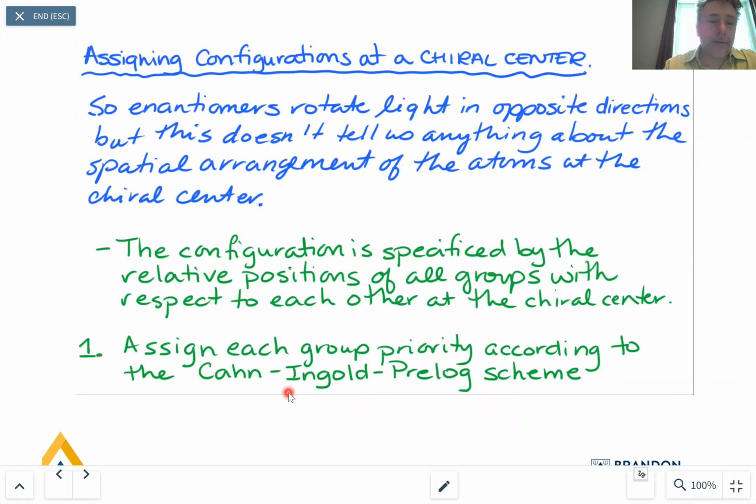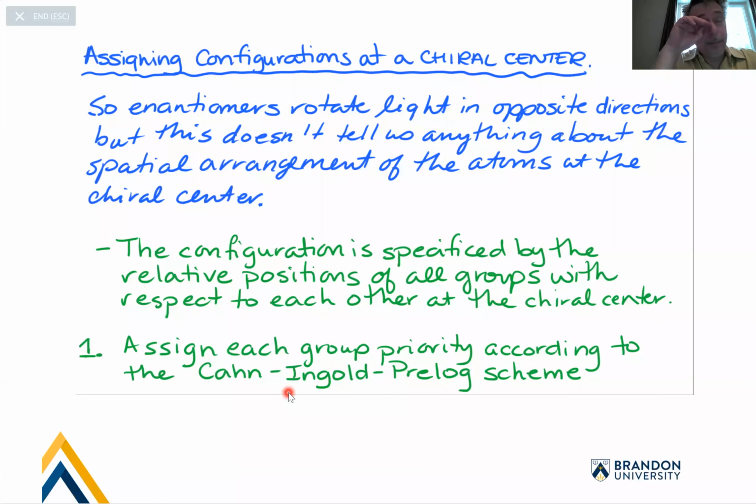All right, now this is a good point here. Let's pretend that we've got this molecule, and we've got its enantiomer, which would be this molecule. So these are enantiomers.